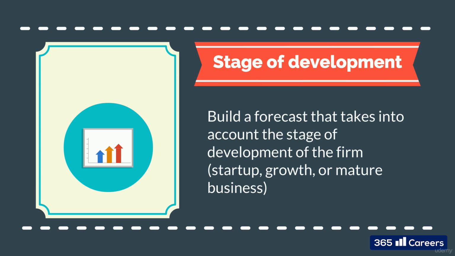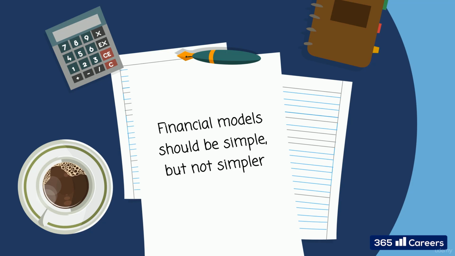Mature companies should have stable cash flows that are still growing, but their growth slows down. Most modelers use 10-year models for startup and growing businesses. The idea is to allow enough time for the company to reach maturity. Makes sense, doesn't it? As a conclusion of this lesson, please remember financial models should be simple, but not simpler.